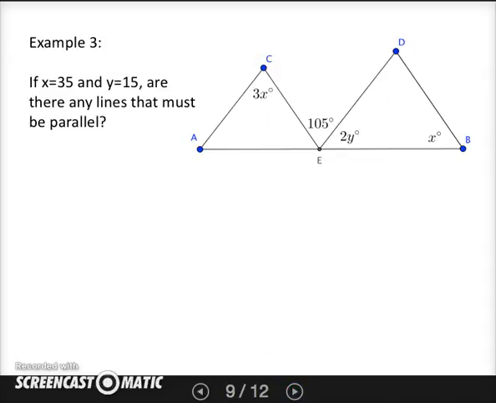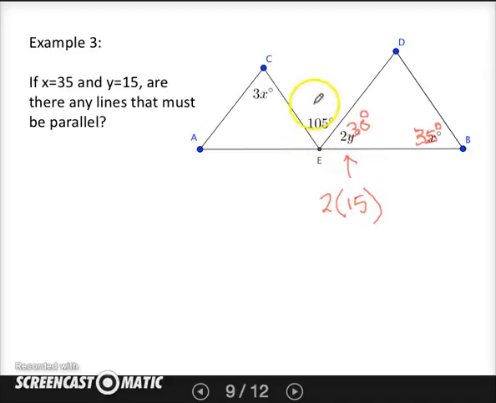Okay, let's try another example. This time we're going to have some numbers and some variables and a little bit more complicated diagram. We're told that x is 35. So I'm going to go ahead and label that right now on my diagram. X is 35 degrees. We're told that y equals 15. Okay, so this angle is 2y. So that's going to be 2 times 15. So this angle here is 30 degrees.